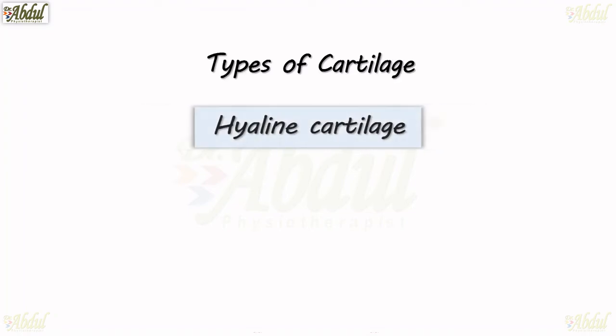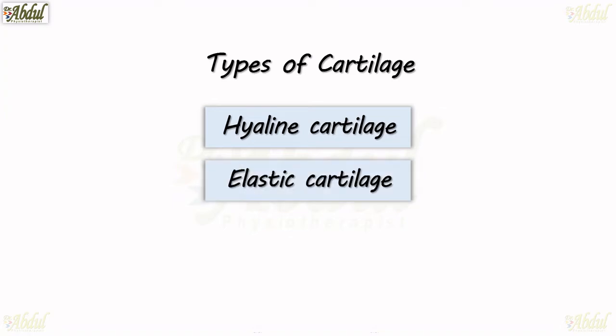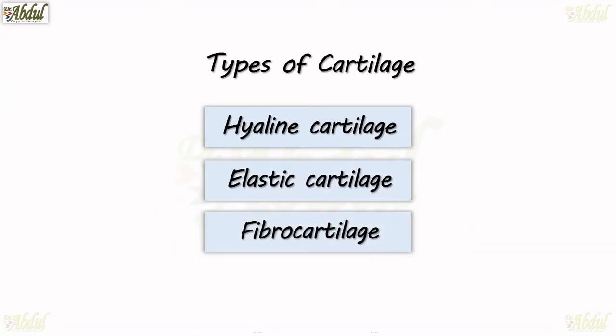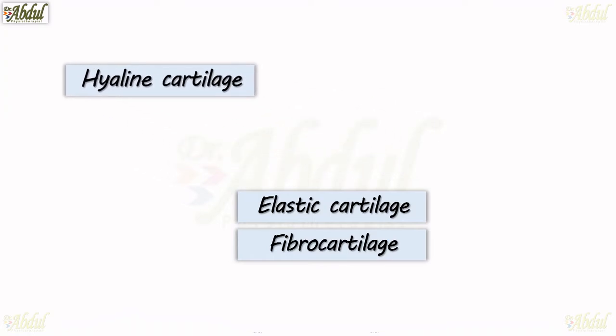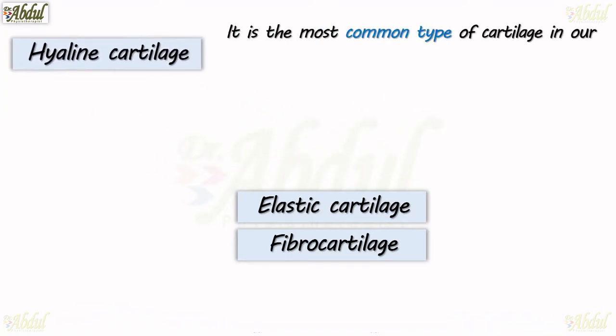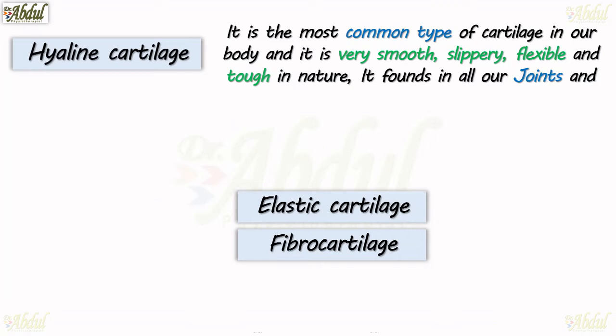Types of cartilage: hyaline cartilage, elastic cartilage, and fibrocartilage. Let's see one by one what are they. Hyaline cartilage. It is the most common type of cartilage in our body and it is very smooth, slippery, flexible and tough in nature. It is found in all our joints and between our ribs.